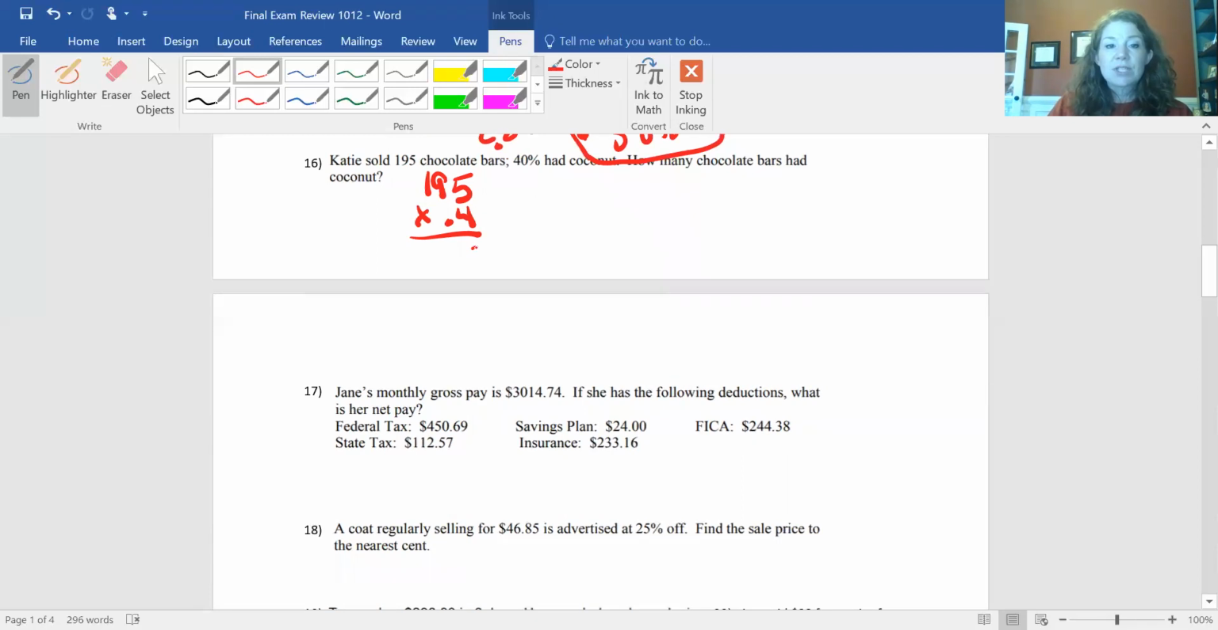So 5 times 4 is 20. Carry the 2. 9 times 4 is 36, plus 2 is 38. Carry the 3. And then 4 times 1 is 4, plus 3 is 7. And then I have 1 number behind the decimal. So the answer is that 78 have coconut.